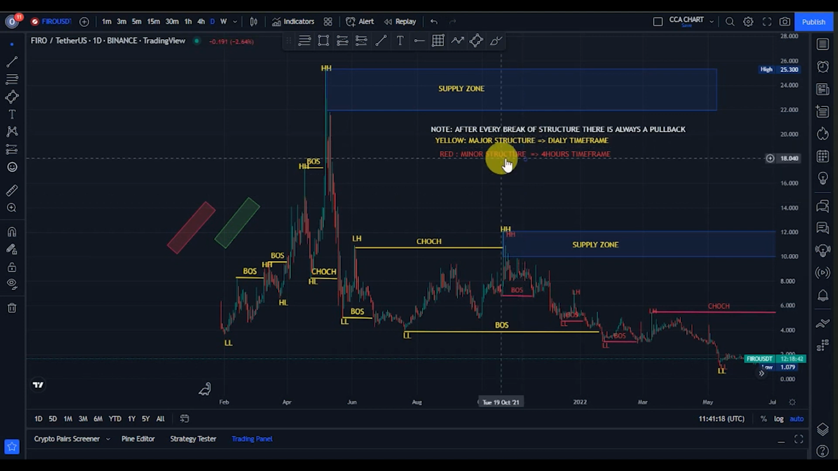So guys, welcome to the Firo USDT price chart. As you can see, I've labeled out my market structure. I use yellow to map out my major structure, which is my daily time frame, and I use red to map out my minor structure, which is my 4 hours time frame.